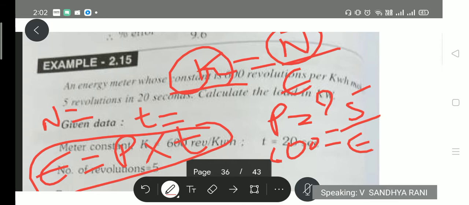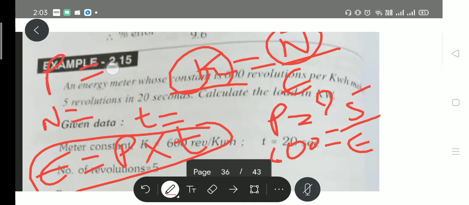Then after we can substitute here, P is equal to E by T, then we will get the power. Here the time is in seconds, so we divide 20 by 3600, then we will get the power.